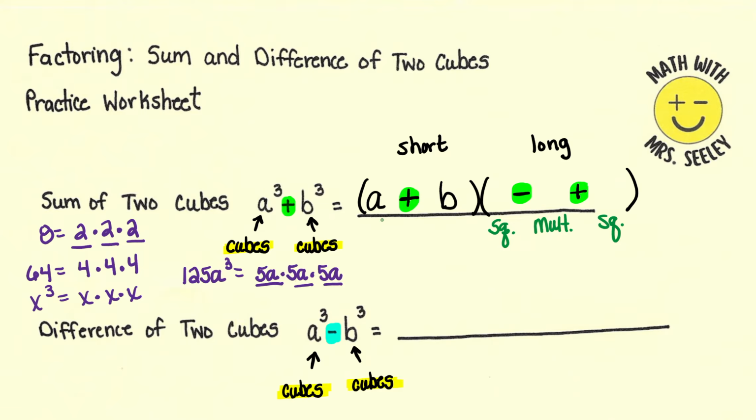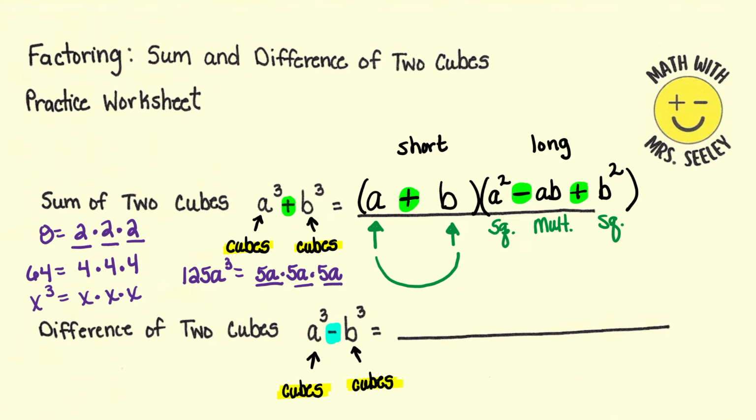So go to your short parenthesis and look at this number right here. And you're going to square that. So if I square A, I get A squared. Then you're going to go back to your short parenthesis and you're going to multiply those two together. A times B is AB. Then you're going to go back to your short and you're going to square that. So B squared is B squared. And that's your formula. So let's look at the difference.